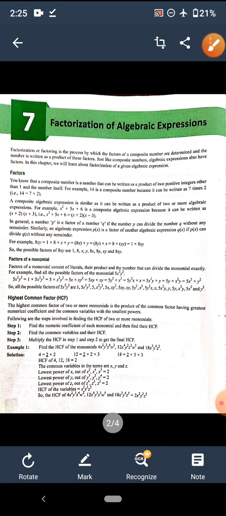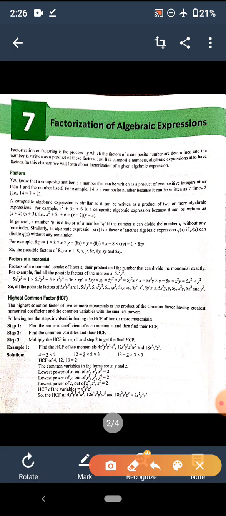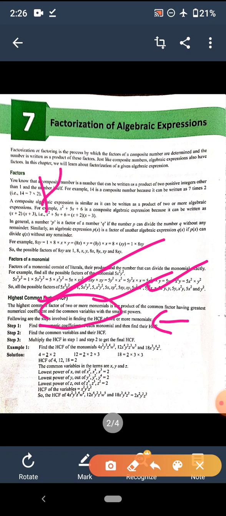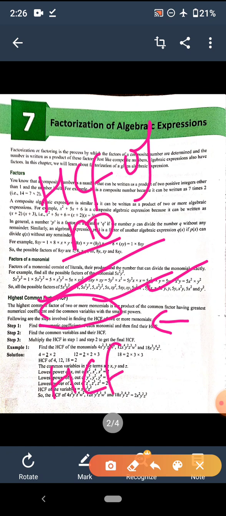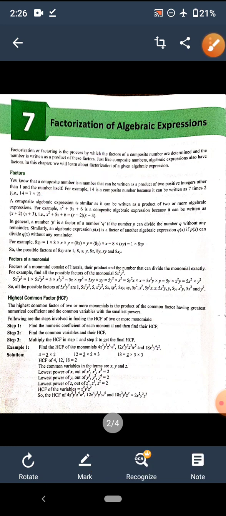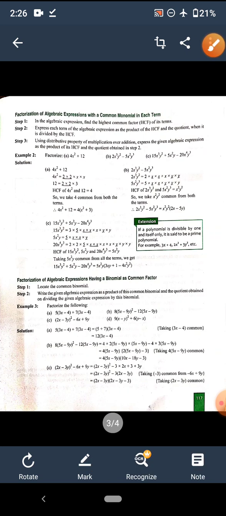In this exercise, we will learn about the HCF. The HCF is the highest common factor of two or more polynomials. The highest common factor of two or more monomials is the product of the common factors having the greatest numeric coefficient and the common variables. So what is the first step? Find the numeric coefficient of each polynomial. Firstly, you will find the HCF of the numbers, then you will find the HCF of the variables.